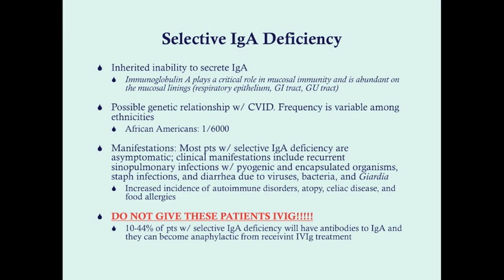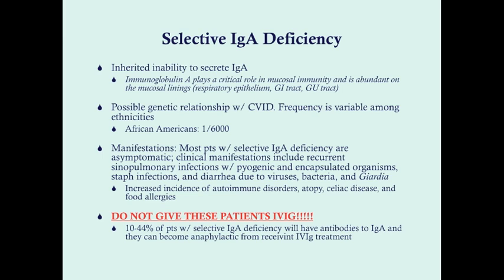Now, the genetics to this: we know that there's a preponderance in families. We also know that there's some kind of relationship with CVID. It's very possible for a patient who's diagnosed with selective IgA deficiency to then develop CVID. So there's probably some kind of genetic relationship going on here. The frequency in the general population is difficult to characterize because it varies so much among ethnicities.